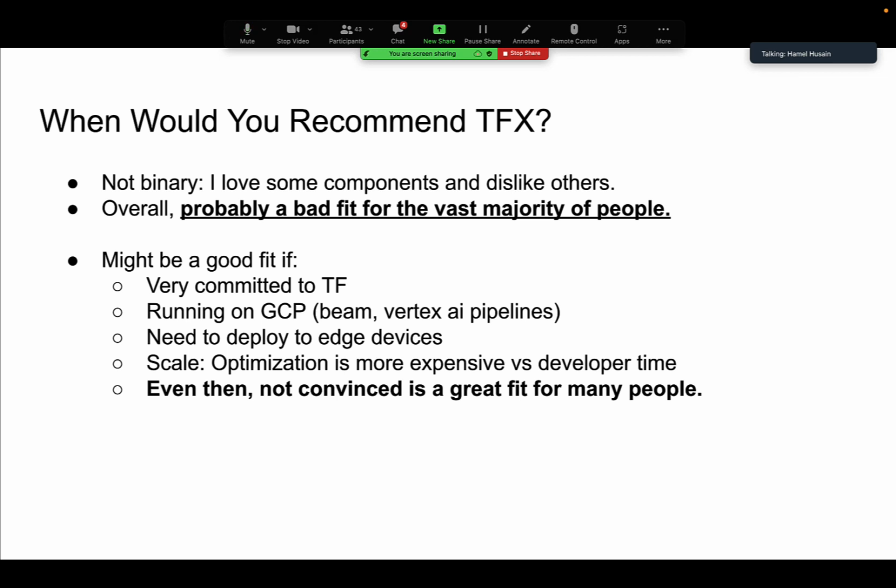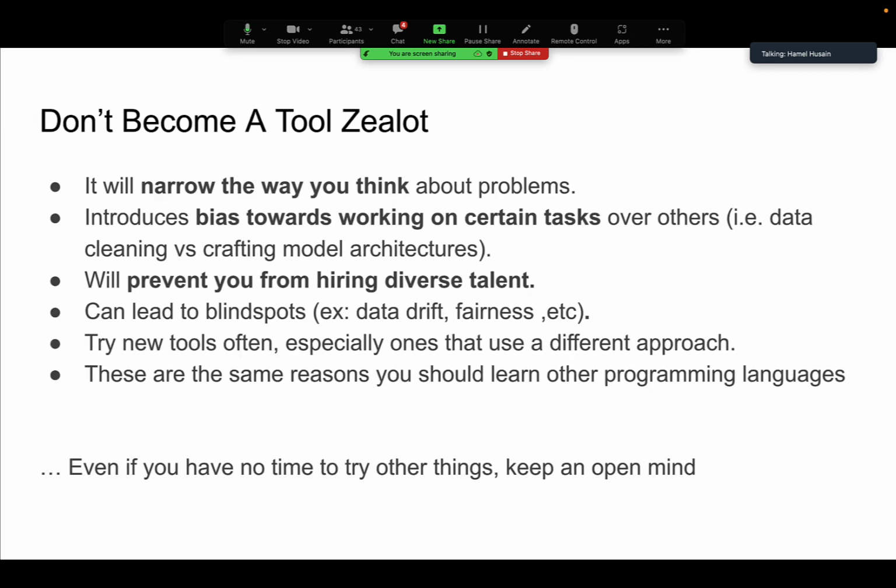But despite that, it might be a good fit if you're really committed to TensorFlow, if you're running on Google Cloud already, or if you need to deploy to edge devices, if you really need that portability, or if you are operating at a scale where the optimization is really important to you. But even then, I'm not very convinced it's a great fit for many people based on things that I've seen. Things like documentation, where the lack of documentation makes it almost unusable.